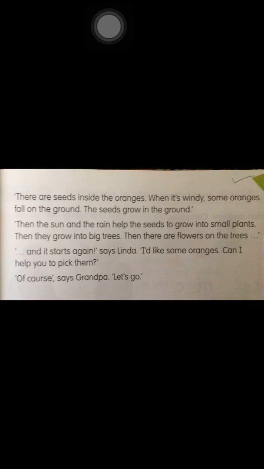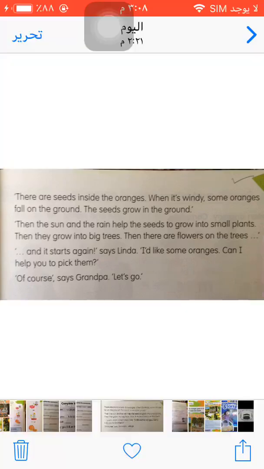There are seeds inside the oranges. يوجد بذور داخل البرتقال. When it's windy, some oranges fall on the ground. وعندما يكون الطقس عاصف يسقط البرتقال على الأرض. The seeds grow in the ground. والبذور تنمو في الأرض. Then the sun and the rain help the seeds to grow into small plants. حيث أن الشمس والمطر تساعد البذور لتنمو حتى تصبح نباتات صغيرة.